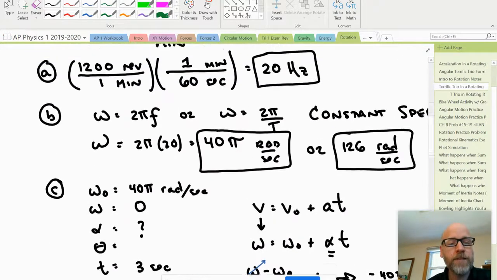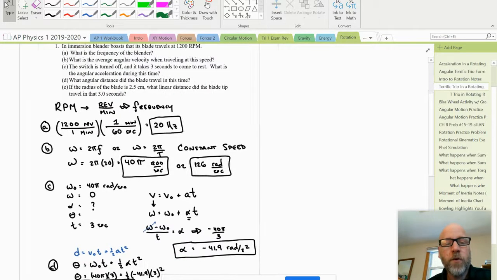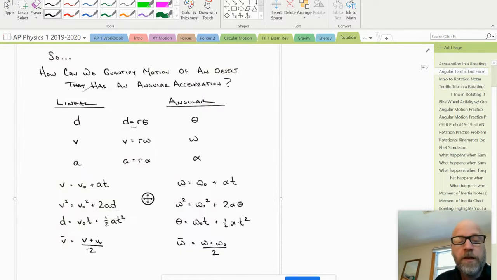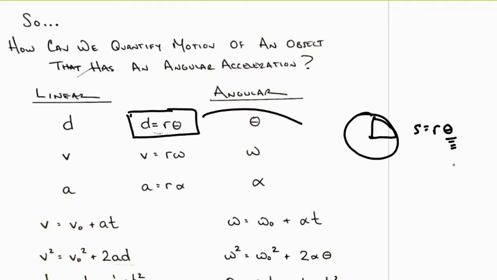All right. Lastly, if the radius of the blade is 2.5 centimeters, what linear distance did the blade tip travel in that 3 seconds? This is where I go to my conversion. Now, right here, it says d equals r theta. That makes sense, I hope, because it goes back to the arc length formula, s equals r theta. So whatever the angle was it traced down, times the radius, gives you the linear distance.